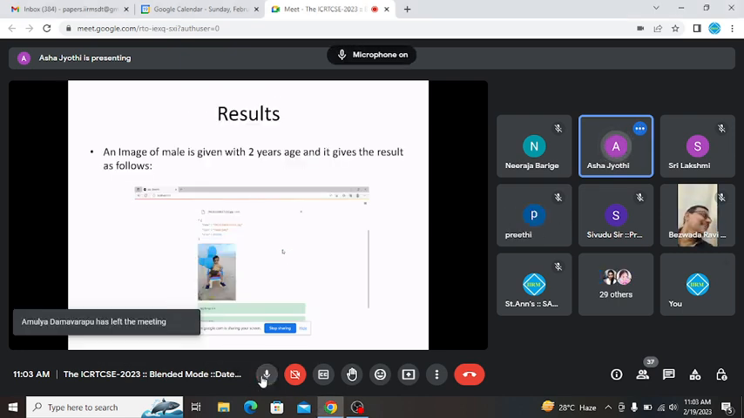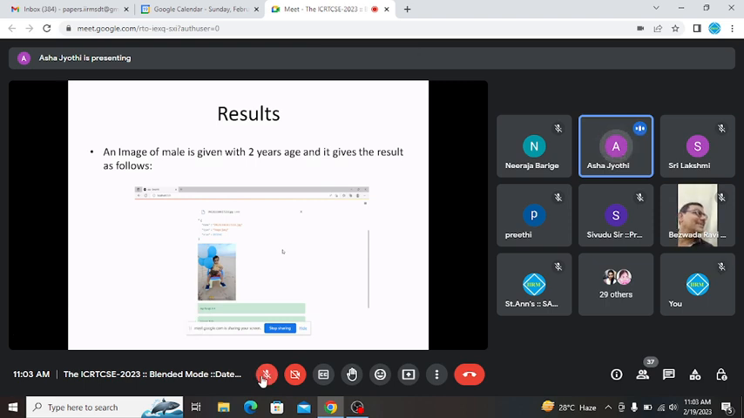Coming to the results, an image of a male aged 2 years is given to the system, and it gives the result as follows. The age range will be 0 to 4 years and the gender will be male.